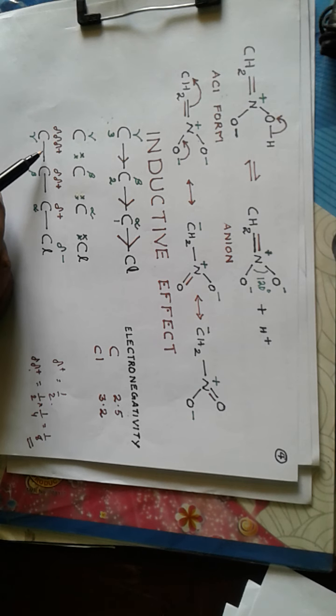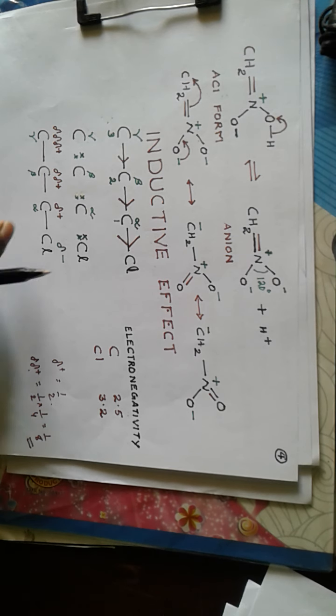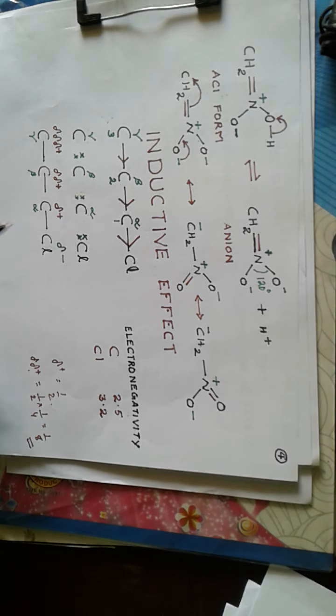This lower delta positive over beta carbon will very weakly pull the electron pair between beta and gamma carbon, so that the shift of electron pair towards beta carbon will be still lower than that between alpha and beta carbon, so that gamma carbon gets a delta positive of lower magnitude. So delta multiplied by another delta multiplied by another delta will give a still smaller fraction.